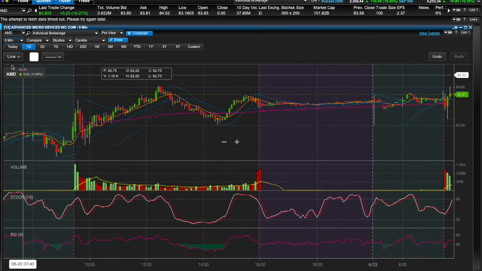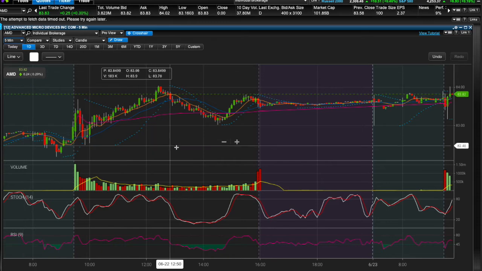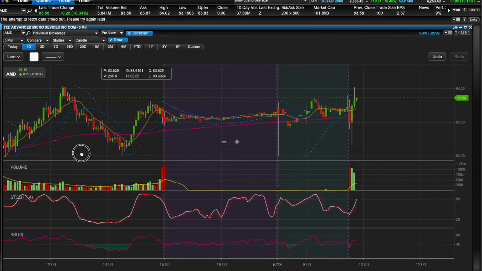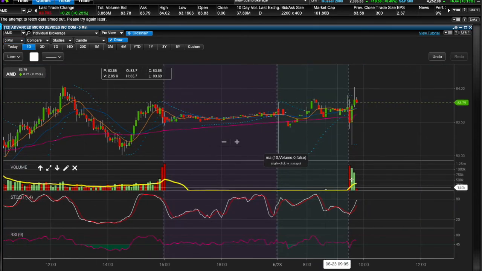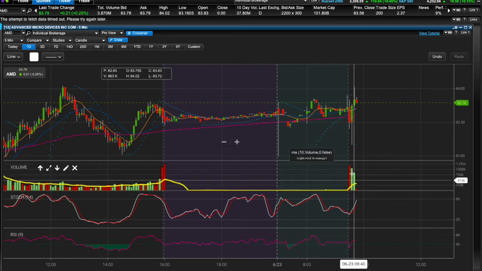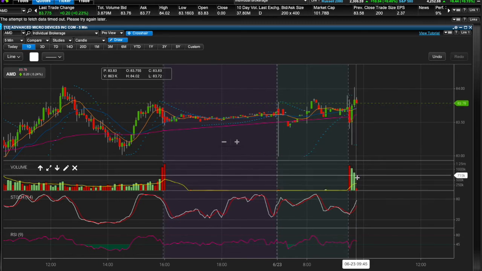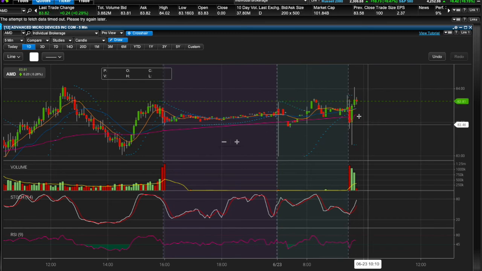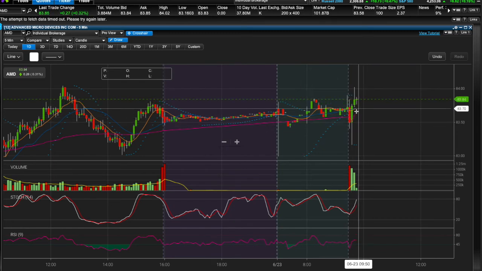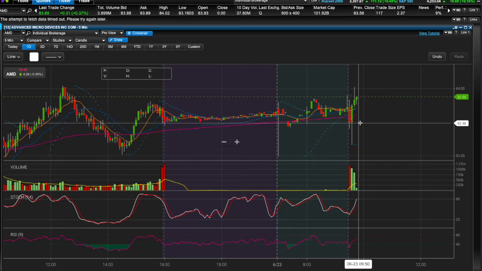Peloton is still sitting at 75 cents. AMD running sideways. Since we have such heavy volume here in the morning, I can pretty much bet there's probably going to be a little bit of a pullback. We'll see. The 9 looks like it's under the 20 as well.